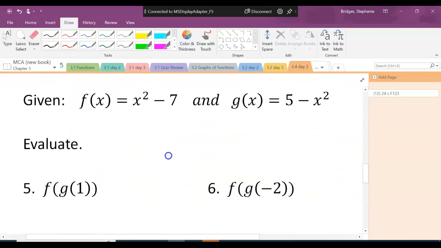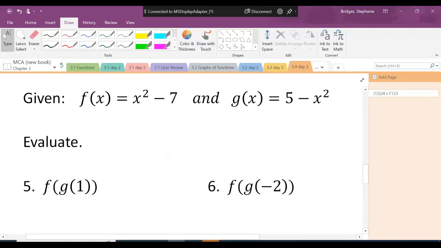All right, 2 new functions, and this time we are actually going to find the value of composite functions. They're writing these a little different than yesterday, but I'll show you how they are the same.